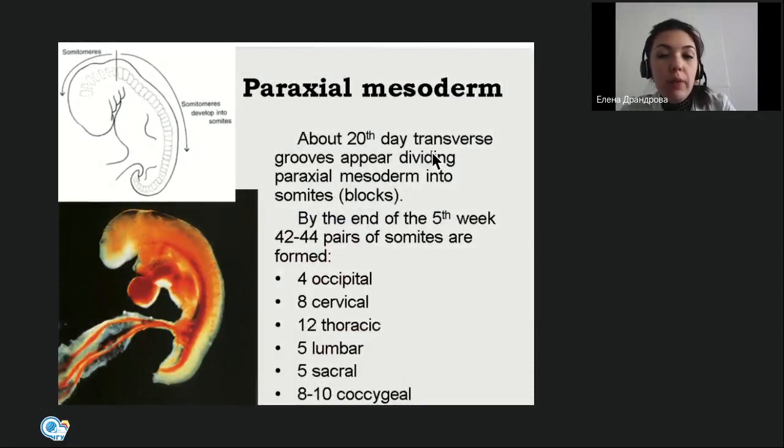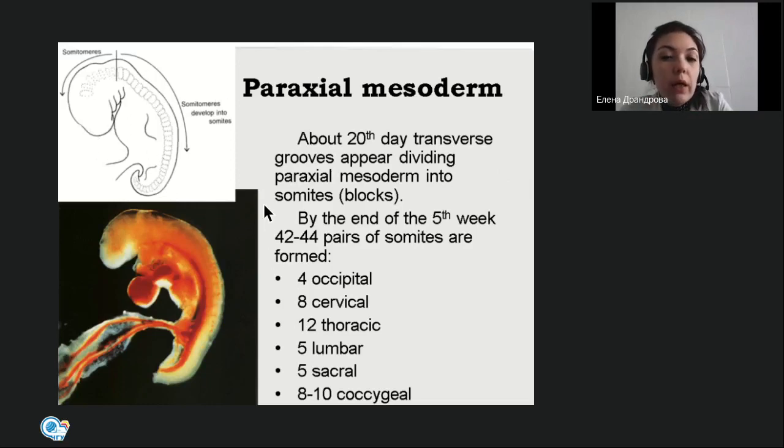About the 20th day, transverse grooves appear in the paraxial mesoderm, and they divide it into somites or blocks. So the existence of somites reminds us that all of us who live on the earth originated from the same ancestor. And during the embryonic period, a human embryo undergoes all the stages of evolutionary development. So the somites remind us that we and earthworms, for example, have the same ancestor. Okay, so these are somites, segments of paraxial mesoderm.